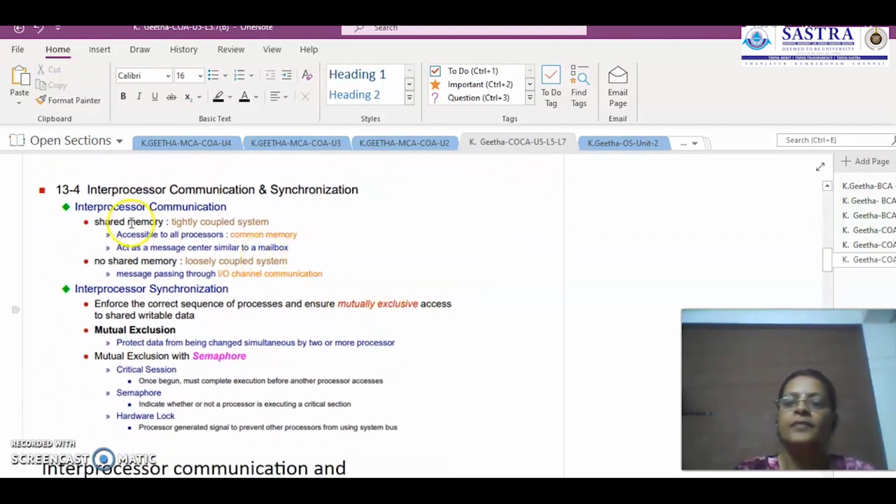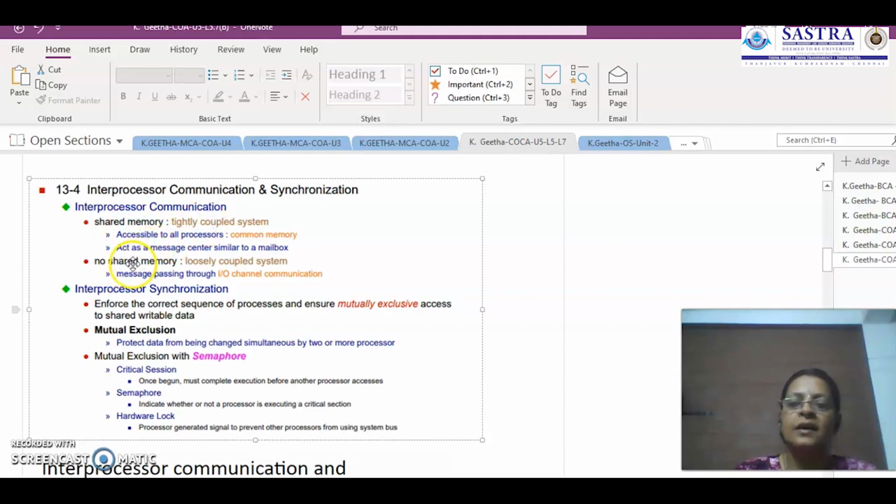And now, with respect to communication, as I mentioned earlier, we have talked about shared memory and no shared memory. If it is shared memory, we will call that a tightly coupled system. And if it is not shared, it is going to be called a loosely coupled system. If it is going to be tightly coupled, the common memory is accessible to all the processes.